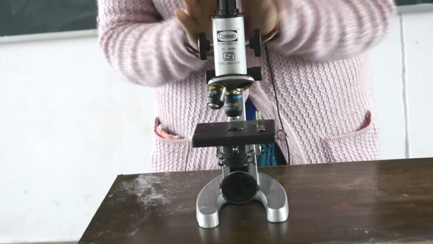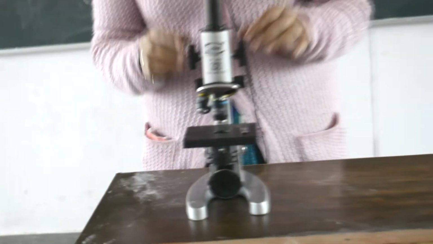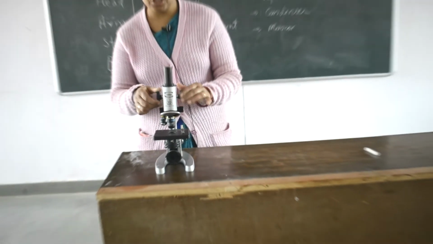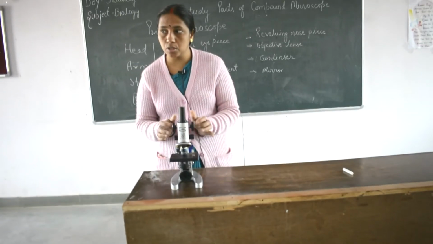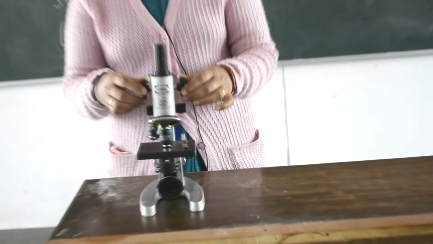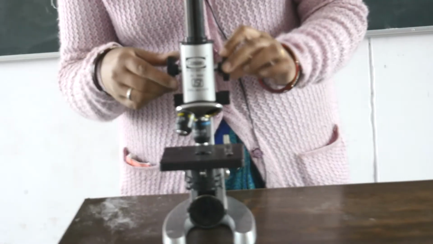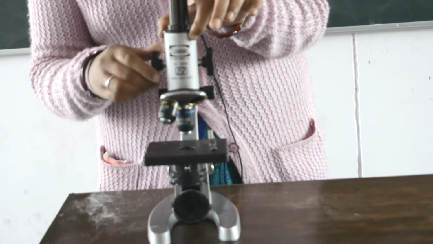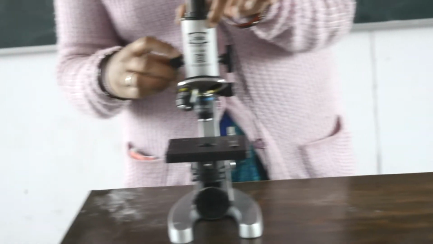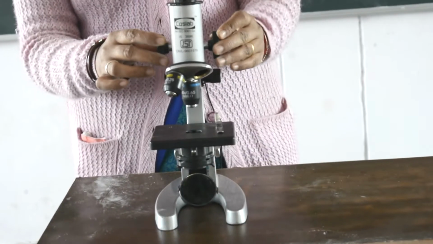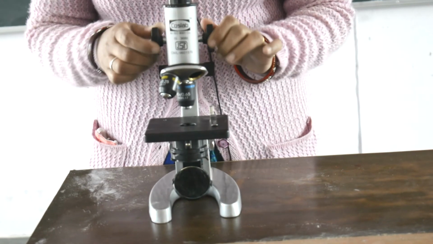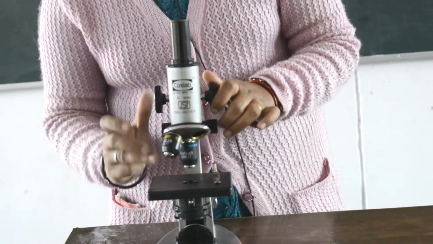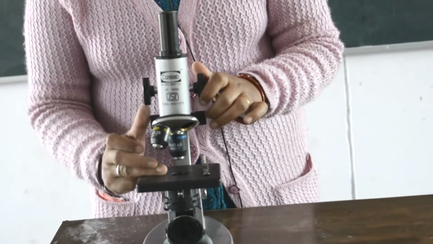Now all of you have seen. This is the major part, known as the coarse adjustment screw. With the help of this you can see the body tube moving up and down. Depending on the eyesight of the person, they adjust it and see the specimen present on the stage.